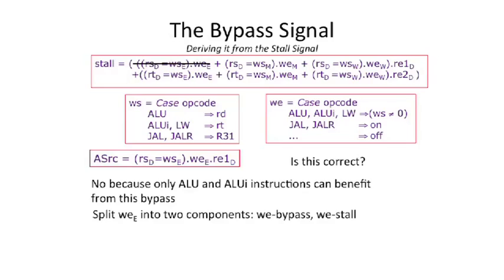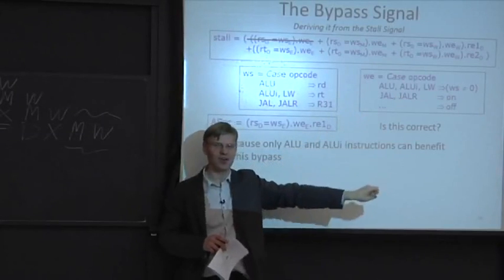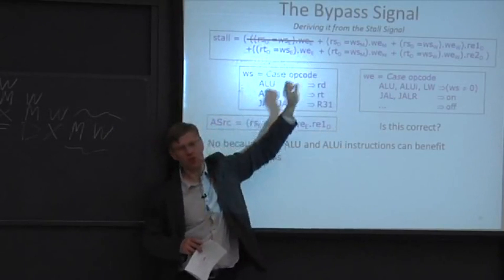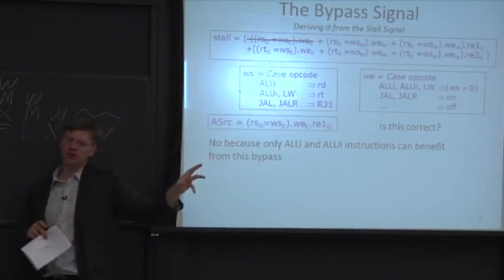only ALU (arithmetic logic unit) and ALU immediate instructions can benefit from this. If you have something like a load, you need to wait for the data value to show up. So this source here needs to have some component saying, make sure it's a load, or make sure it's not a load, if you will. And up here, we actually have to reintroduce that term, checking to see whether it's something like a load.